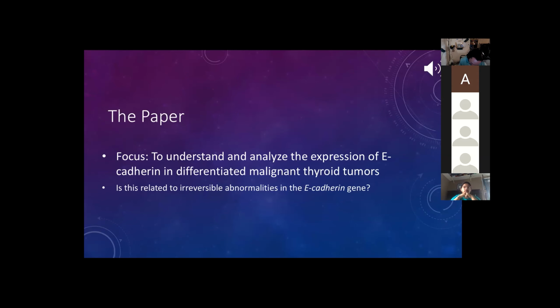The focus of the paper was to understand and analyze the expression of cadherin in differentiated malignant thyroid tumors. They wanted to know if this is related to irreversible abnormalities like loss of heterozygosity or mutations, or structural abnormalities in the cadherin gene.